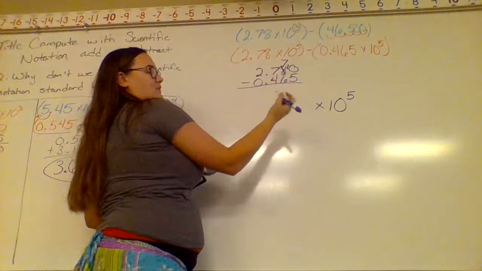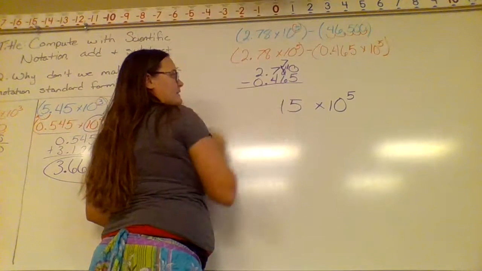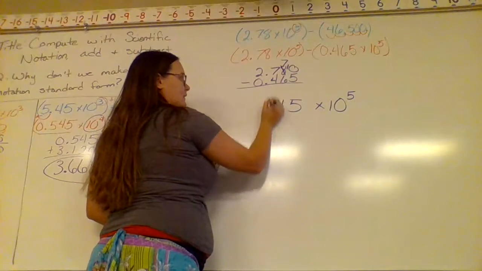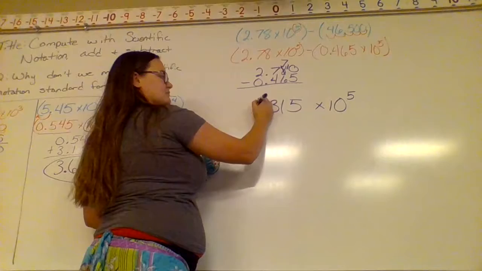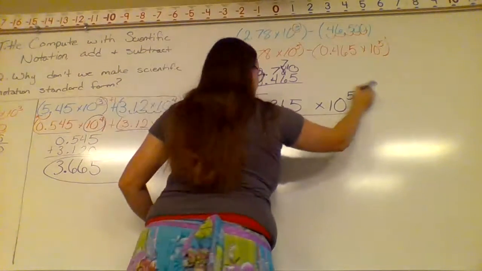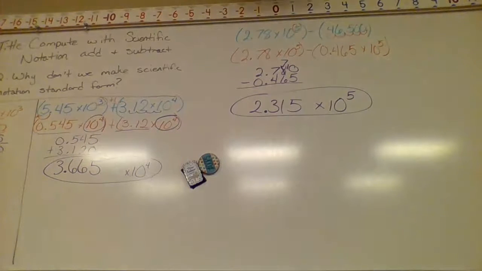So what is 10 minus 5? 5. 7 minus 6? 1. 7 minus 4? 3. Bring your decimal straight down. 2 minus nothing? There you go. Two. Ready for another one?